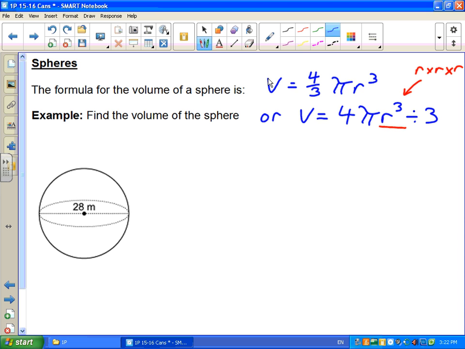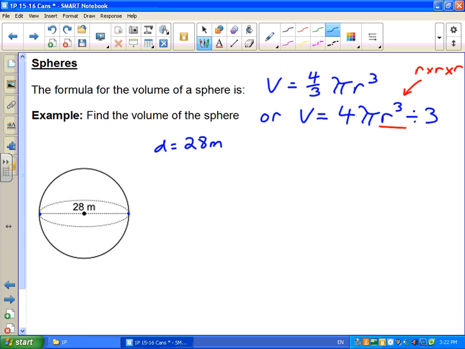So here's our example here. Find the volume of this sphere, and we've got this line here going all the way from one edge of it to the other that says 28 meters. So when you see that line going all the way across, they're telling you that that line represents the diameter. Diameter goes from one edge to the other. So our diameter is 28 meters.